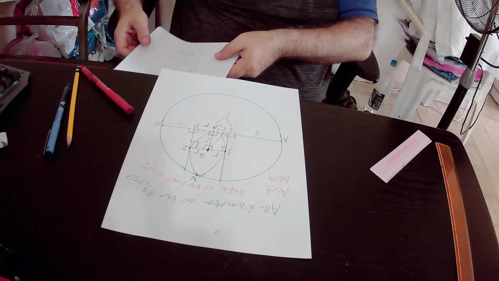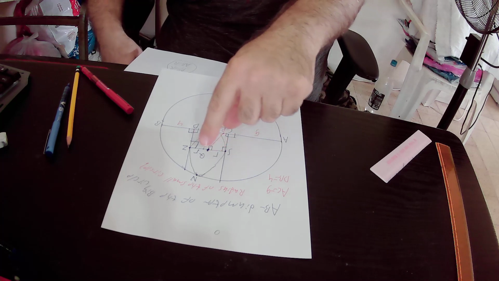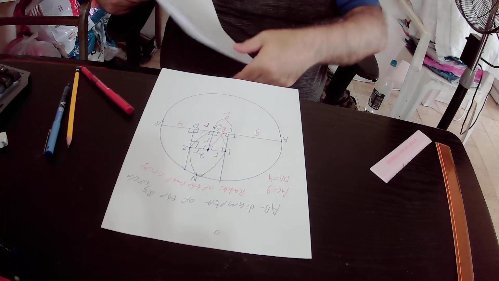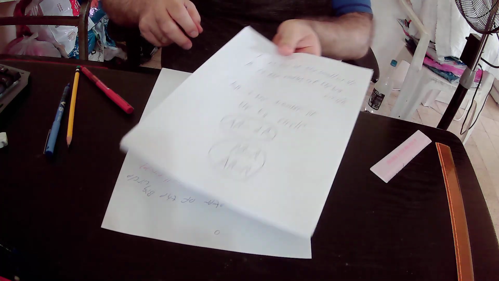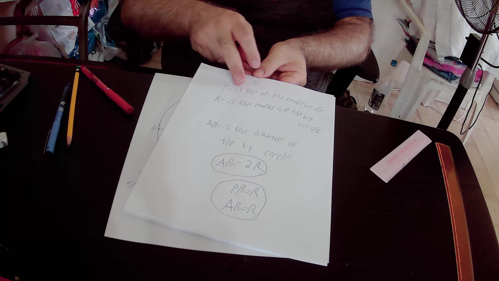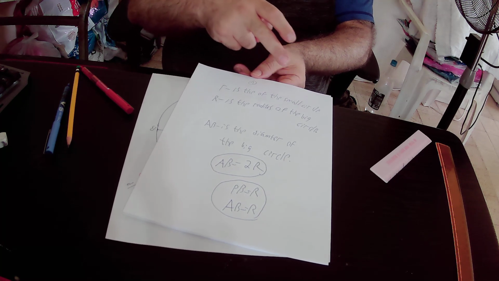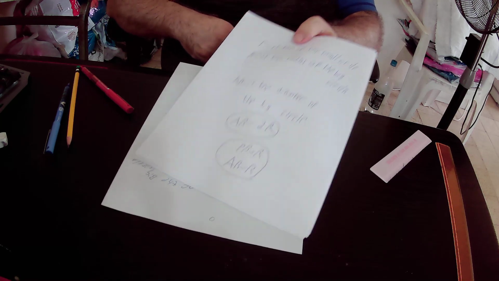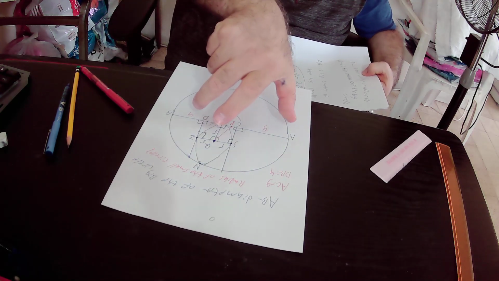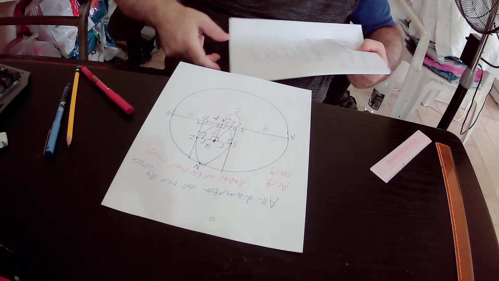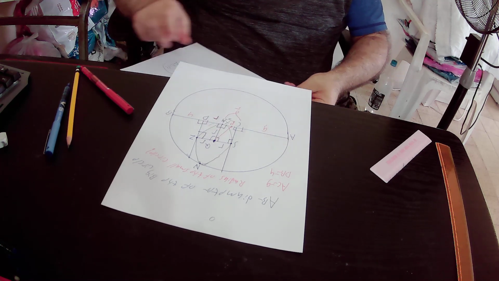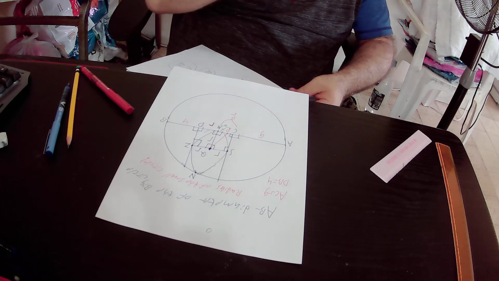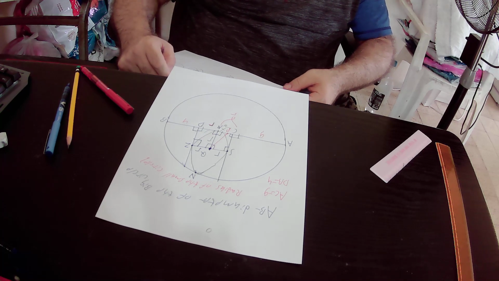First of all, we defined small r as the radius of the small circle, and we defined big R as the radius of the big circle. Again, AB is the diameter of the big circle. So AB equals 2 times the radius of the big circle, 2 times capital R.